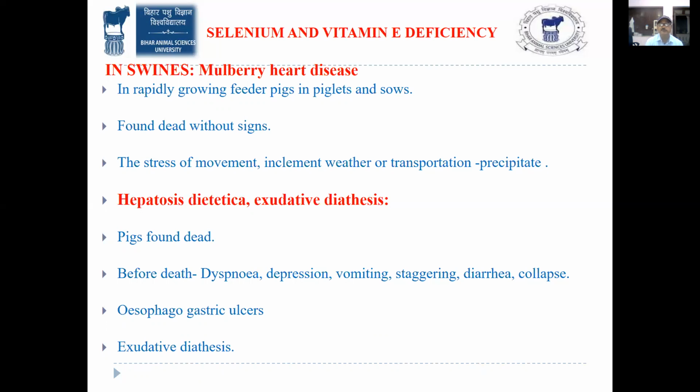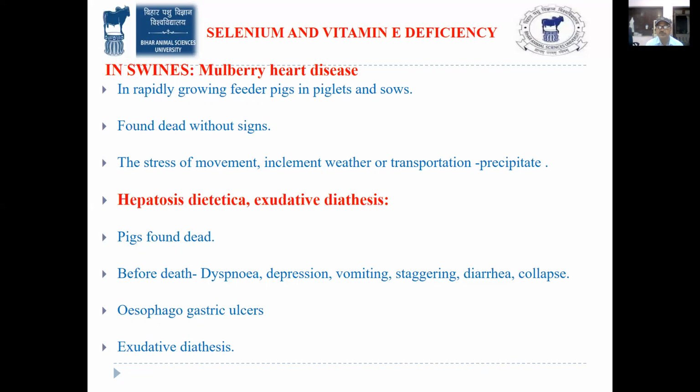Mulberry heart disease is another complication caused by selenium and vitamin E deficiency. Deficiency of selenium and vitamin E occurs rapidly in growing feeder pigs. It is also recorded in piglets and sows. Affected animals are commonly found dead without premonitory signs, and the stress of movement, inclement weather, or transportation will precipitate further acute deaths.